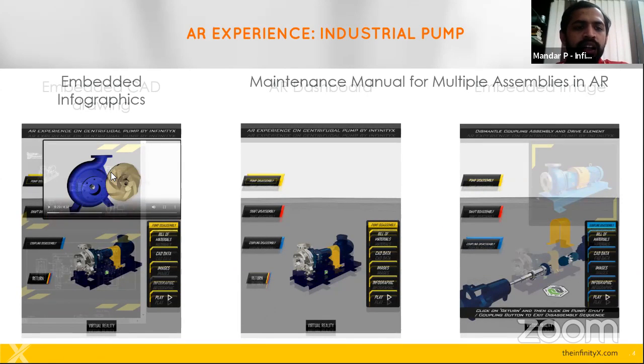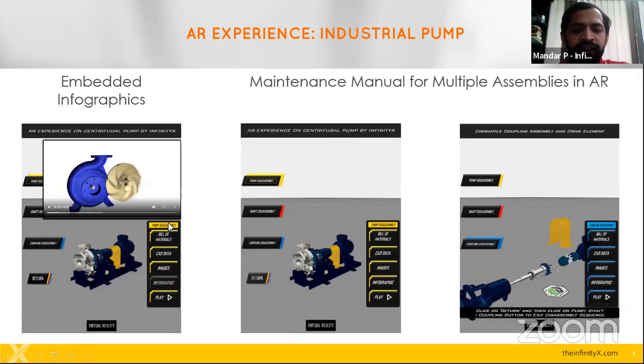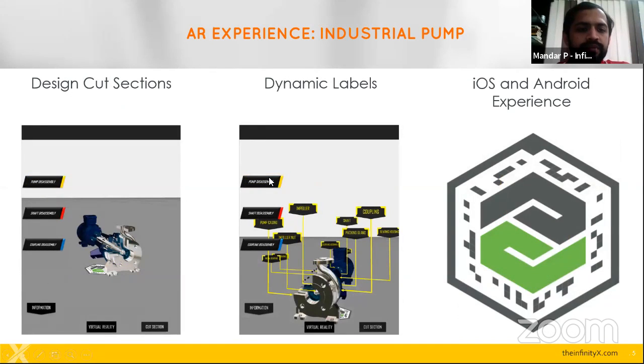We can play videos in AR/VR experiences. We can detail out the exploded view of a particular product to focus on each and every single assembly in the product. Then we can also display the cut sections in the experience. We can have a dynamic label system which remains fixed with the product irrespective of the orientation of the viewer.